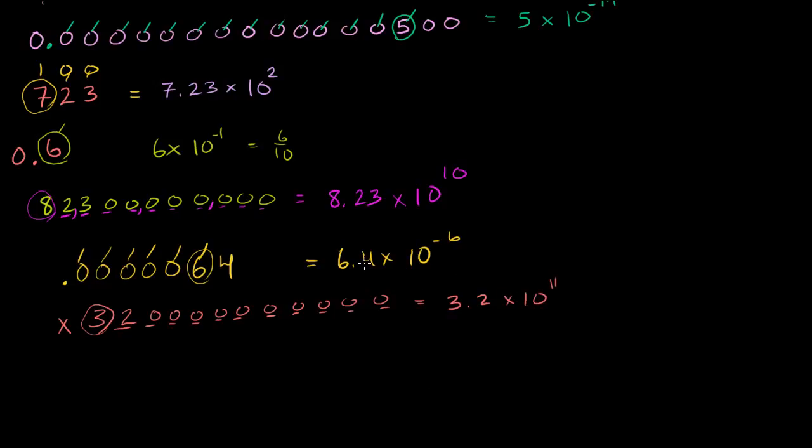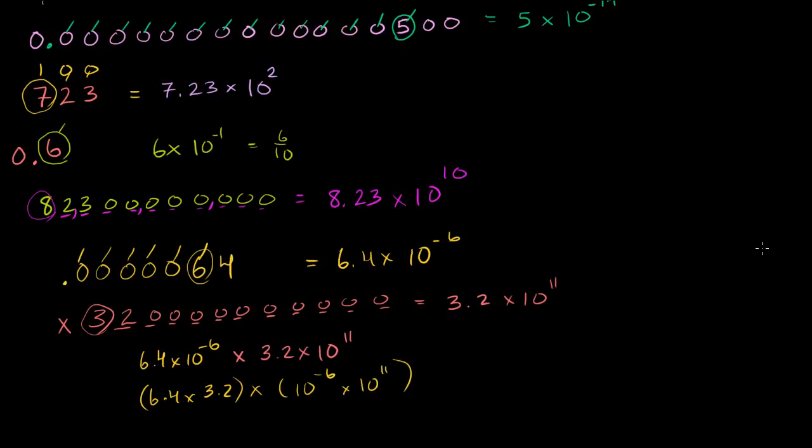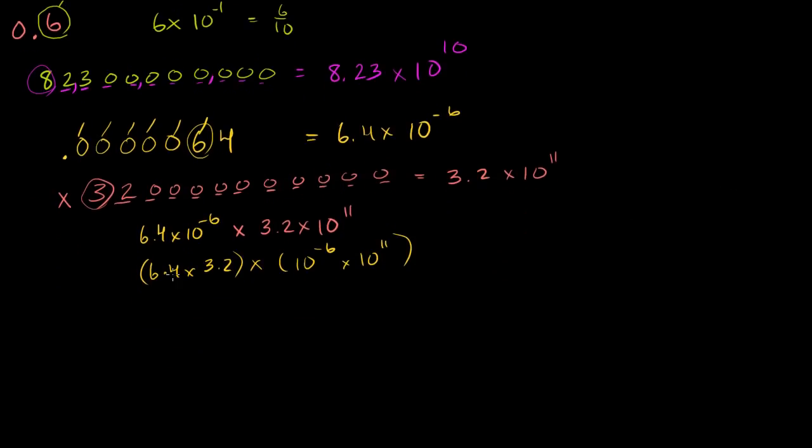So if we multiply these two things, this is equivalent to 6.4 times 10 to the minus 6 times 3.2 times 10 to the 11th, which we saw in the last video is equivalent to 6.4 times 3.2. I'm just changing the order of our multiplication. Times 10 to the minus 6 times 10 to the 11th power. And now what will this be equal to? Well, to do this, I don't want to use a calculator, so let's just calculate it.